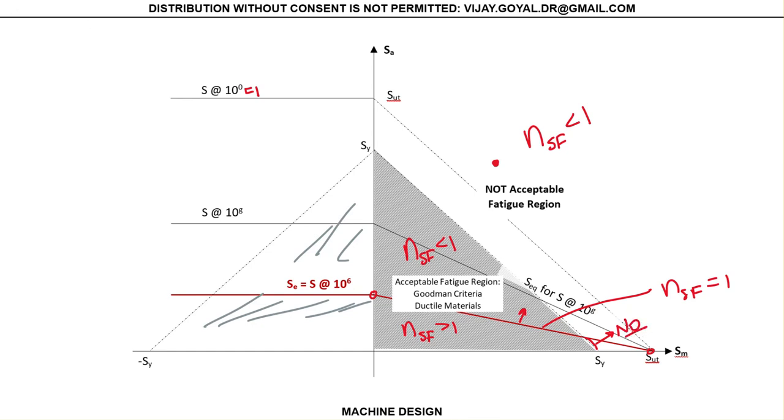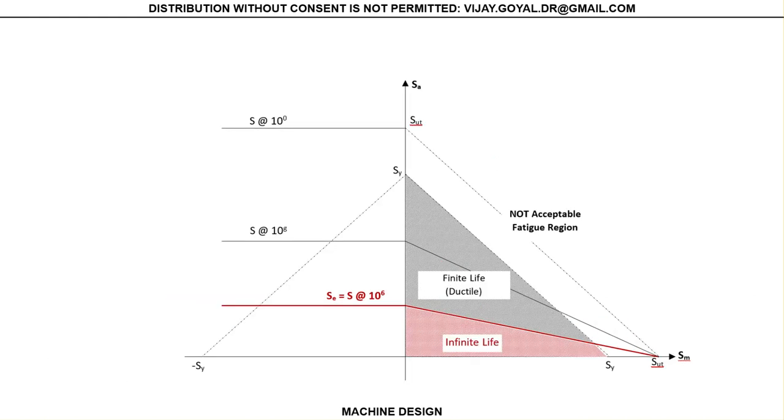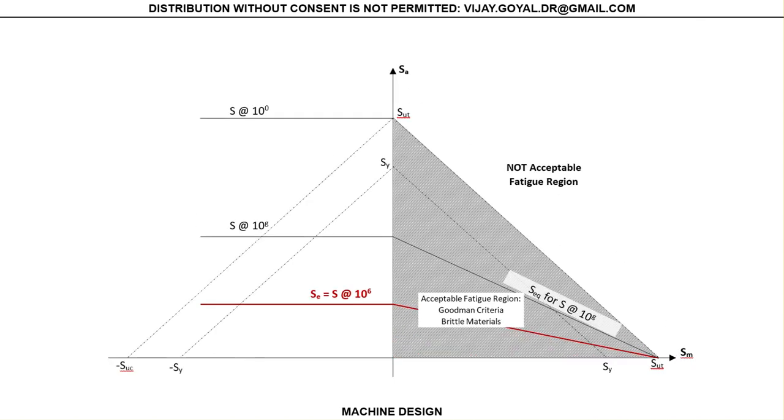So this is a summary of what I just told you. For a ductile material, this is finite life. This is infinite life, and I don't like a point on this side here. And just don't forget, this is mean stress, and this is alternating stress.